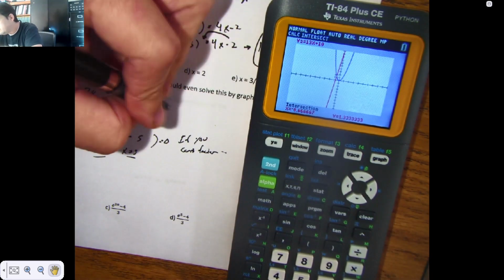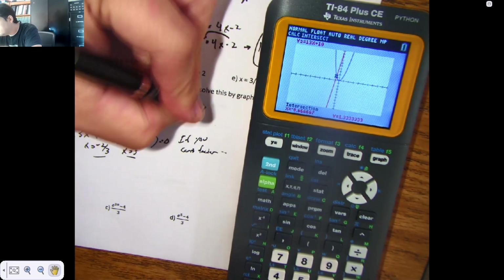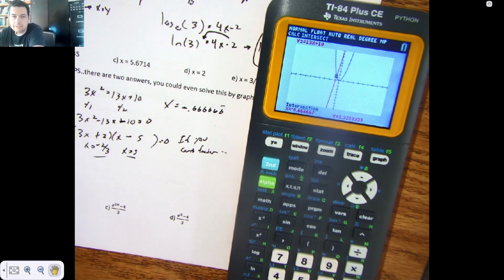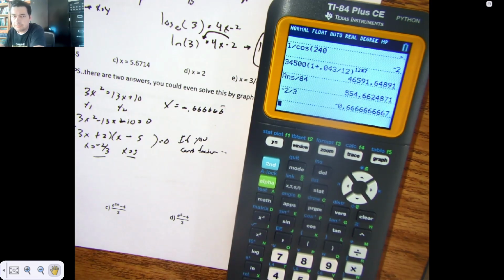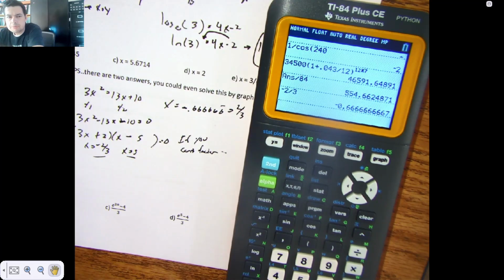That told me that x was negative 0.666666 forever. That 7 is just the repeating decimal. Everybody is supposed to know that that is 2/3. You're supposed to know that. I can't help it that you don't, but you're supposed to. A lot of things you're supposed to know.